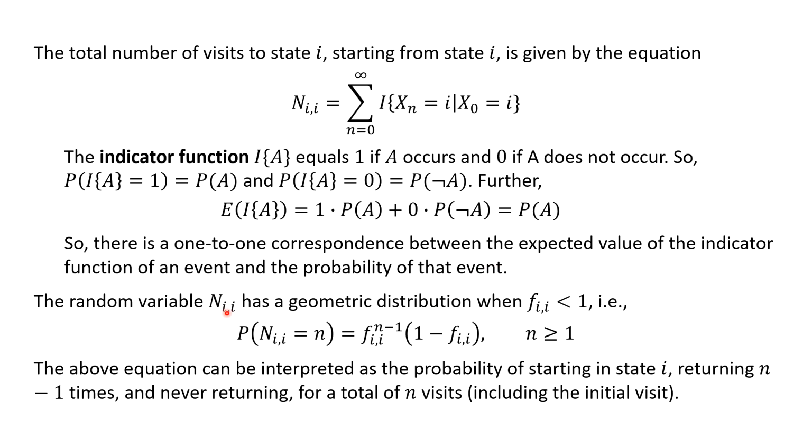The random variable N sub i, which we've defined up here, has a geometric distribution when f ii is less than 1. In other words, when i is transient. It's given by this equation here. The interpretation is that you return back to i n minus 1 times, with this probability, and then you never return after that, 1 minus f ii. So it's a total number of n visits. You start in i, and then you come back n minus 1 times, and then you never return again. So that's a transient state.